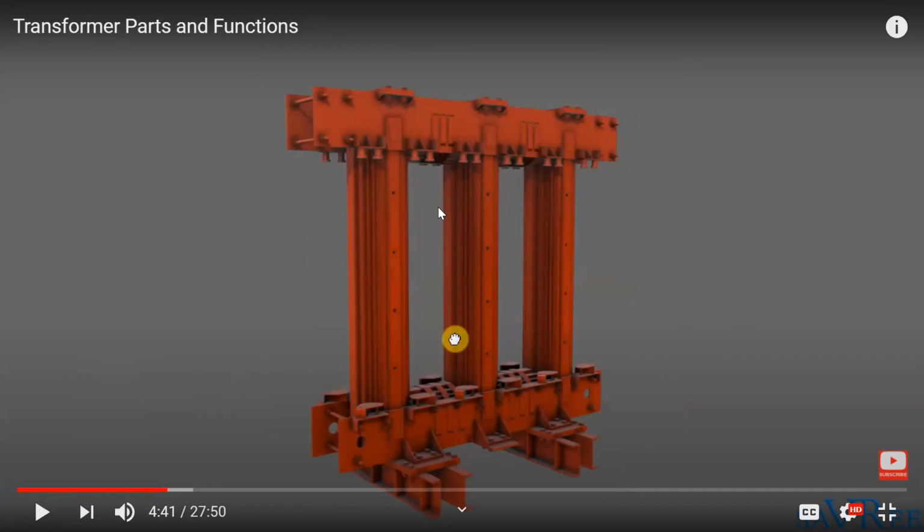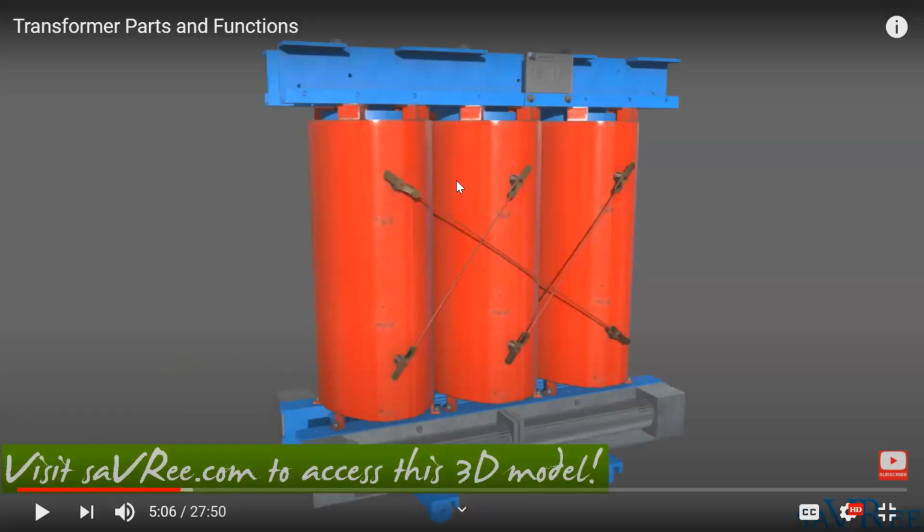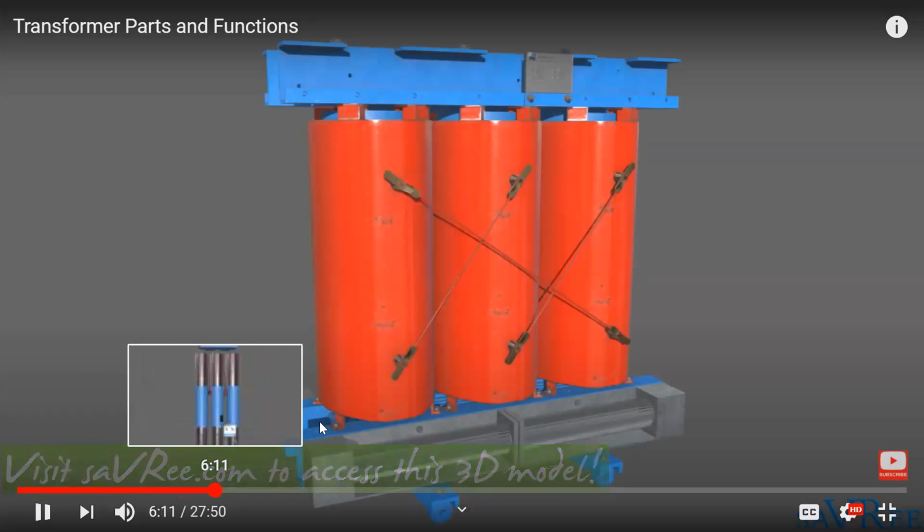This is the core. On this core, we provide insulation and then the winding. Winding is provided on the insulation: core, insulation, and winding. So these are the winding coils, copper coils.